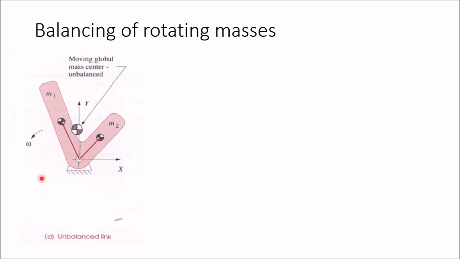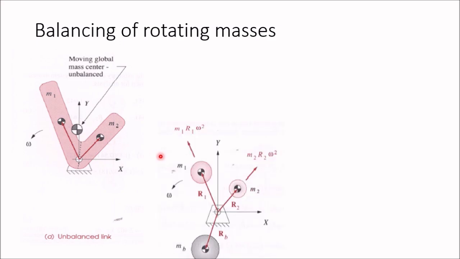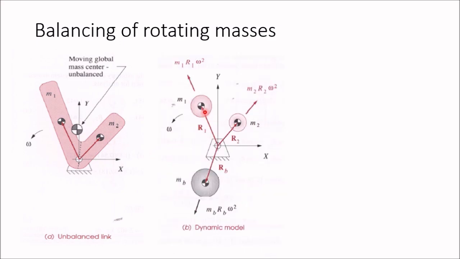This is an example. You can see this stone crusher hammer. Here you can see this portion is m1 and its center of gravity here. This portion is m2, its center of gravity here. So we can represent these two in this way, m1 r1 and m2 r2.